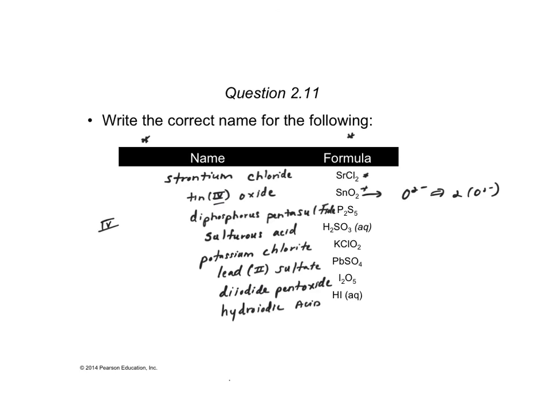Then we move on to P2S5. Both of these guys are nonmetals, so this is a molecular compound. I have to specify how many I have of each thing. There are 2 phosphoruses, so we have diphosphorus, and then we have 5 sulfurs. We have pentasulfide.